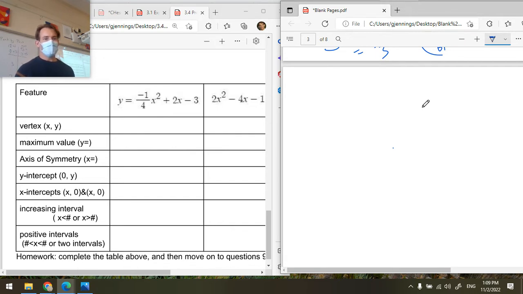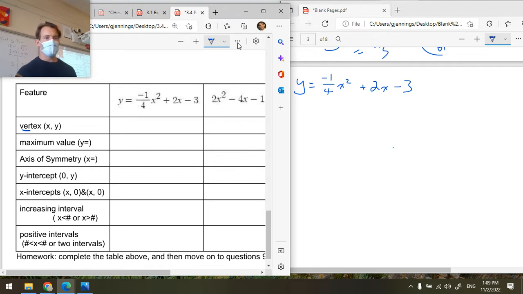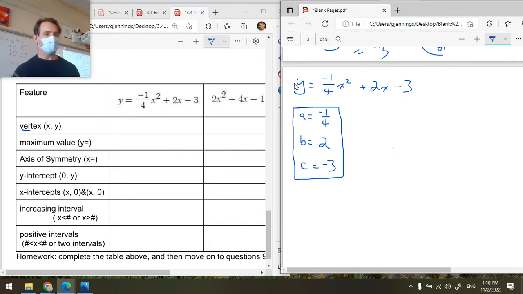So let's see. If I've got a quadratic like y is equal to negative 1 over 4 x squared plus 2x minus 3, and you told me you wanted to know where the vertex was. Let's get a pen on this page too. And you want to know where the vertex is. Well, our strategy is going to be we're going to make a little chart. A equals negative 1 over 4. Extract your numbers. B is equal to 2. And C is equal to negative 3. So this little chart is going to help us analyze this quadratic function.